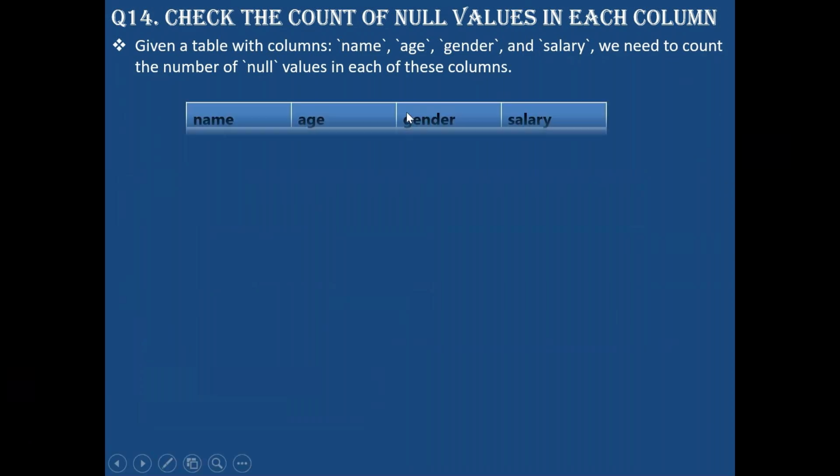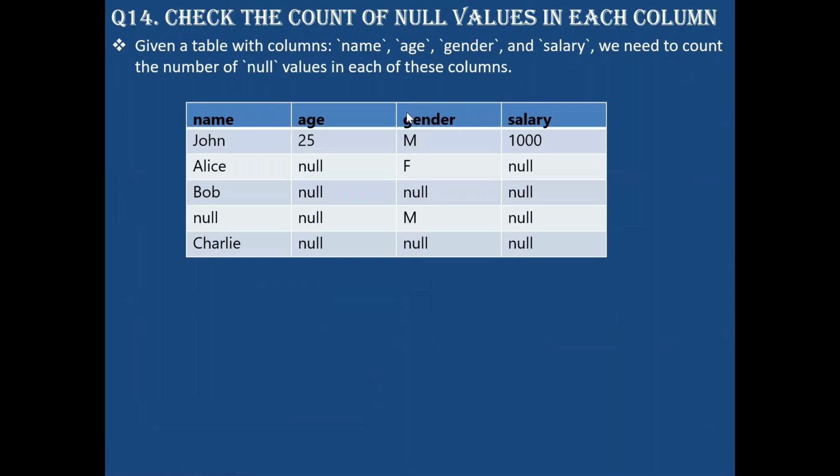Okay, so if you see, John, these are the names, age, gender, salary. Can you tell me the number of null values in each of these columns, Tim? In each column, 4 null values. Okay, in the name you have one null, under age 4 nulls, gender there are 2 nulls, salary there are 4 nulls, isn't it?